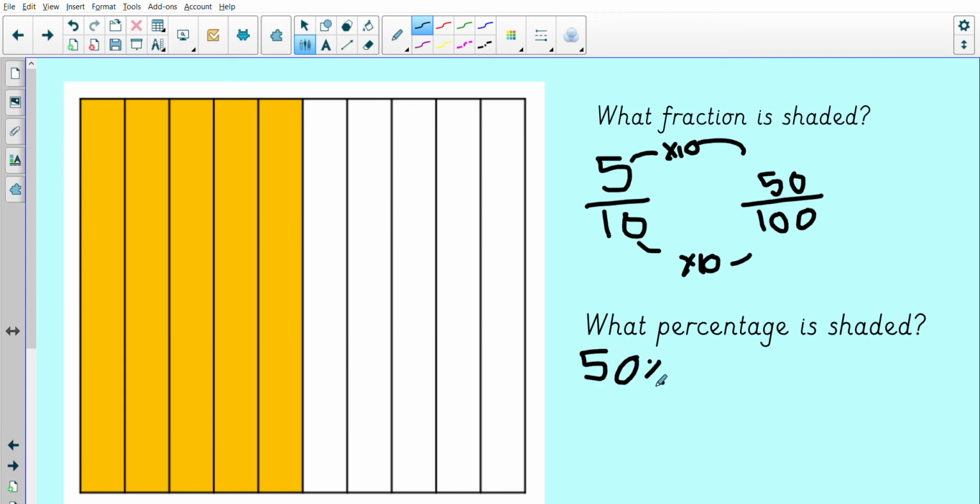So, if I know that 50% is shaded, could you tell me what percent is unshaded? Well, remembering that percentages is out of 100, so it's a number bond. 50 and what number make 100? It's also 50. So 50 and 50 is 100. 50% is shaded, 50% is unshaded.